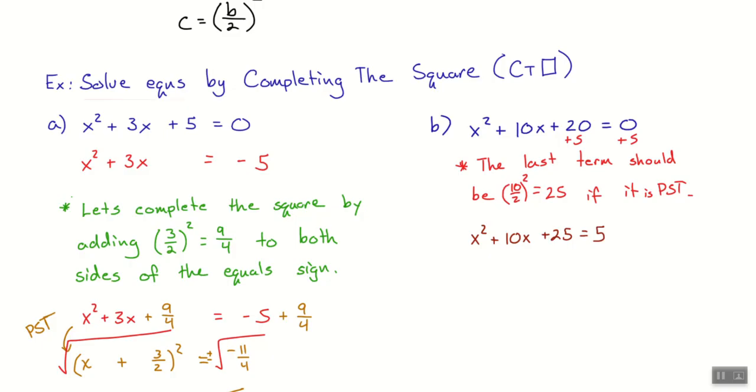And if you don't recognize that they're nice, this process where we take this b over 2 and square it, that's called completing the square, right? Which means we've guaranteed a perfect square trinomial, which means it factors so nice, so fast.